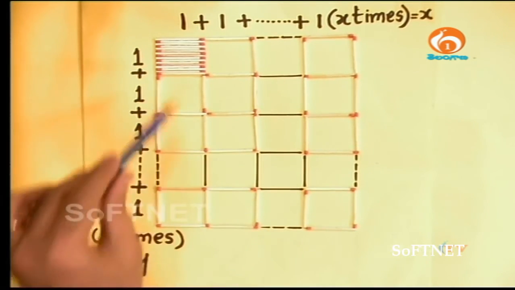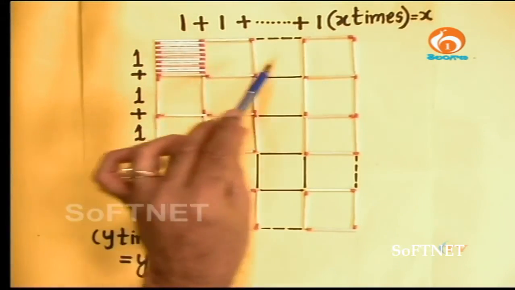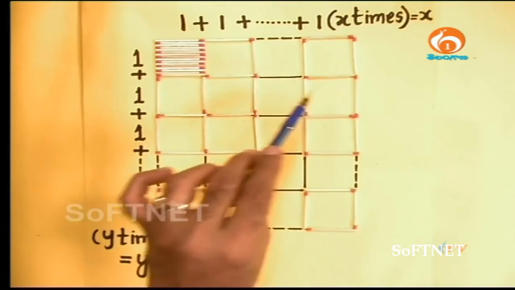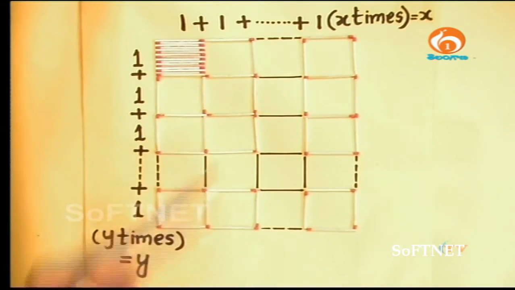Why we are calling square units? Because here this is 1 square unit. Like this we have so many squares, each one is of 1 square unit. So, this total area is xy square units. Now, let us go for the next animation.